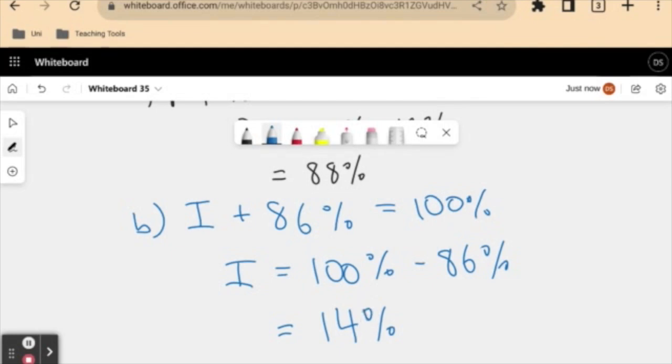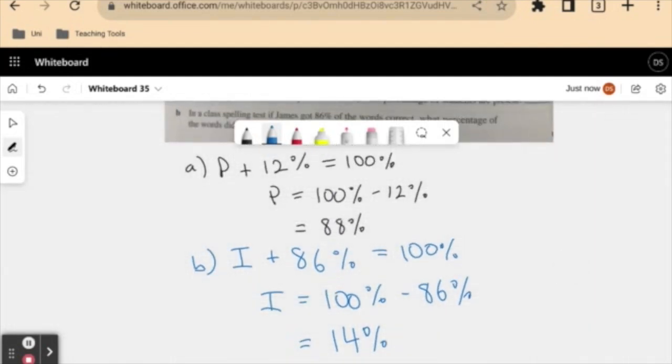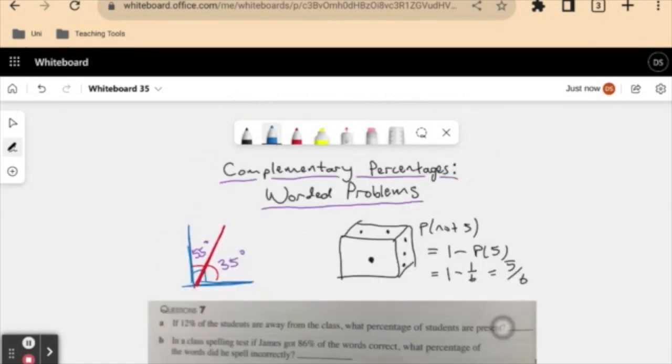So this is just a little video to show you that the idea of complementary percentages works in a very similar way to what we had before.